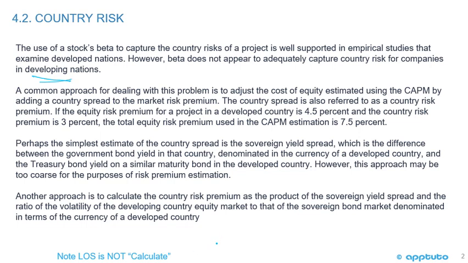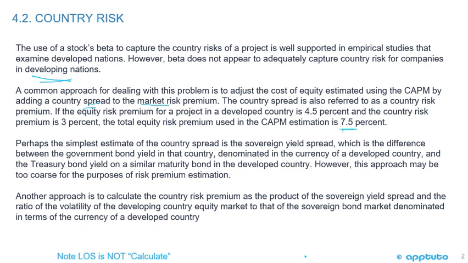So a common approach for dealing with this problem is to adjust the cost of equity estimated by using CAPM by adding a country spread to the market risk premium. So we're going to add a country spread to the market risk premium. The country spread is also referred to as a country risk premium. If the equity risk premium for a project in a developed country is 4.5% and the country risk premium is 3%, the total equity risk premium used by CAPM estimation is then going to be 7.5%.